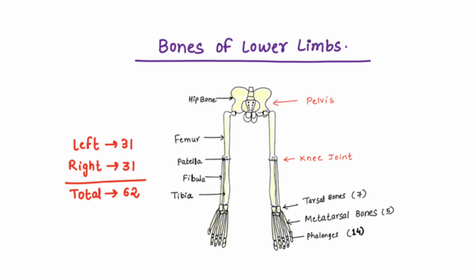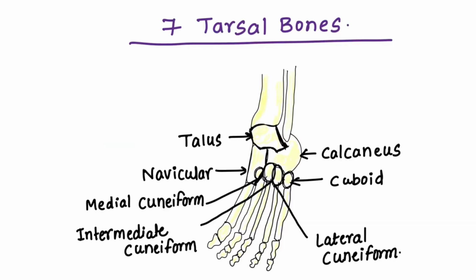So this was all about bones of lower limbs. Now we will revise the name of tarsal bones. Talus, navicular, calcaneus, cuboid, medial cuneiform, intermediate cuneiform and lateral cuneiform bone. So these are all 7 tarsal bones.